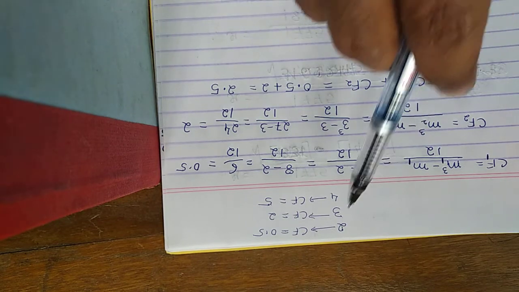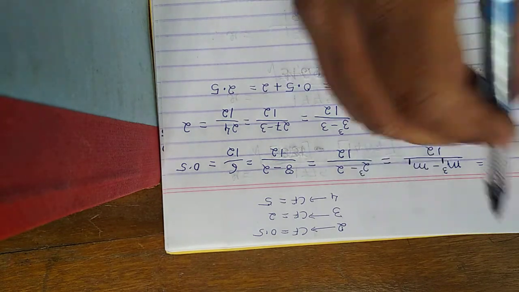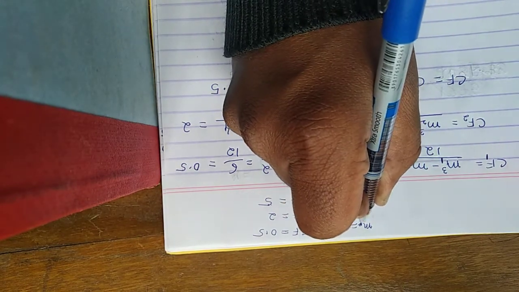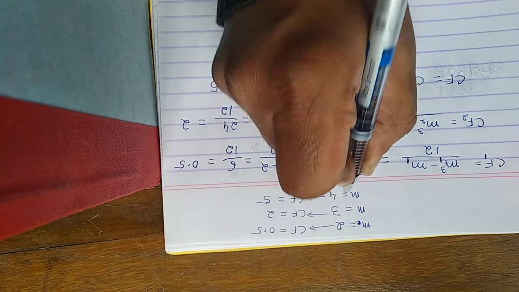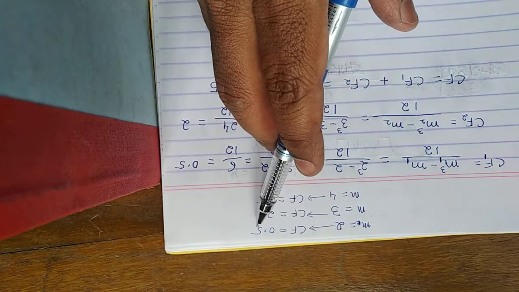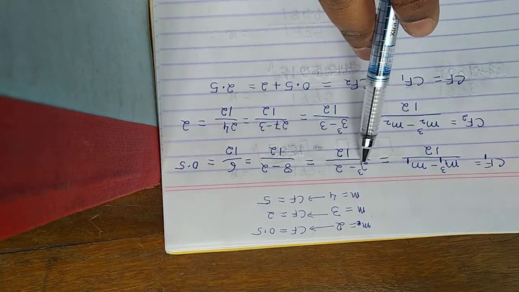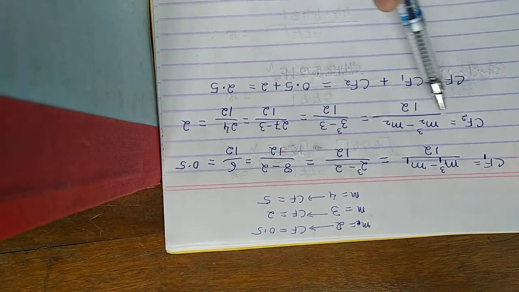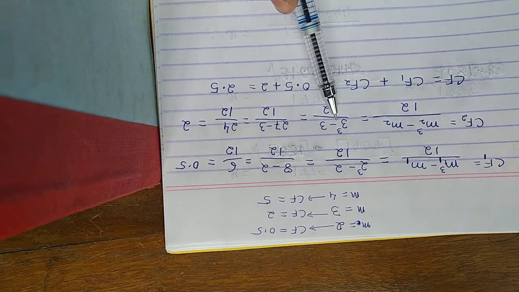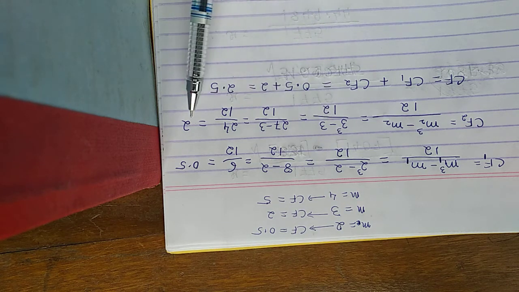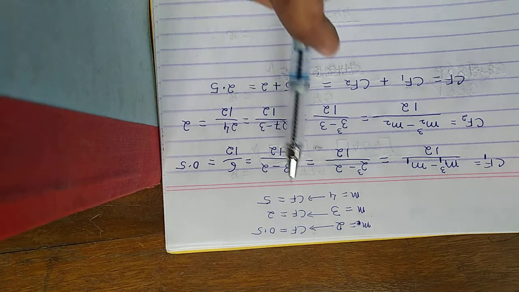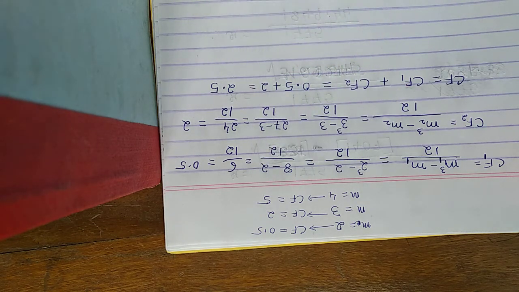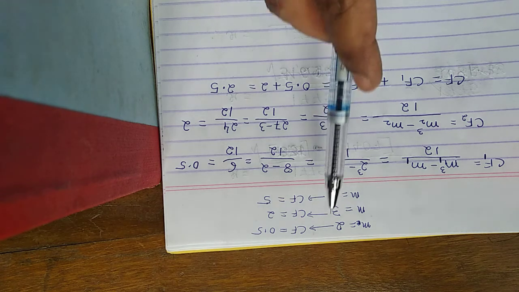So these are the shortcut values. If m is equal to 2, what is the CF value? 0.5. Your m value was 2, so the answer is 0.5. If m is equal to 3, in this case m was equal to 3, so ties had happened at 3 places. So the value of CF was 2. If there were 4 places which were tied, then the value of CF would have been 5. This is how you have to find out.